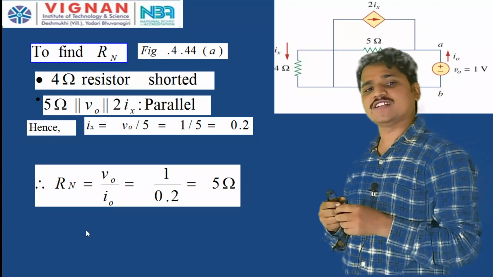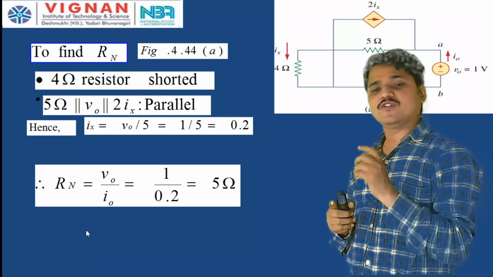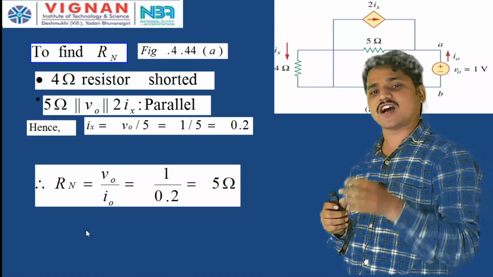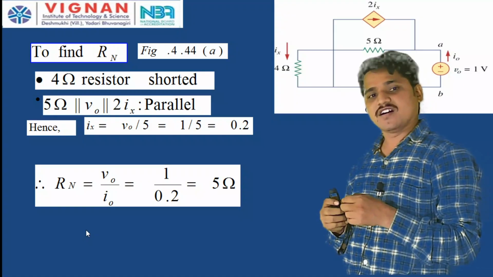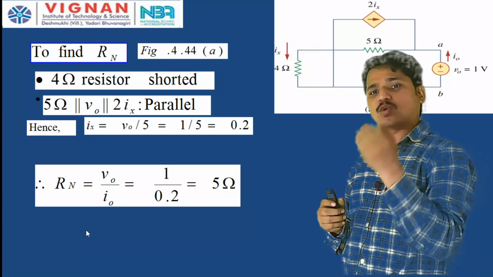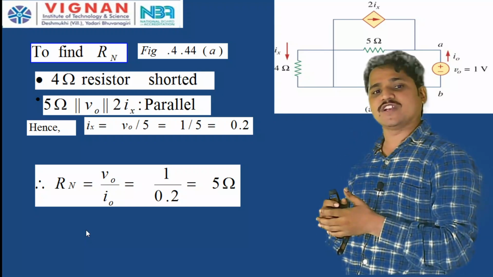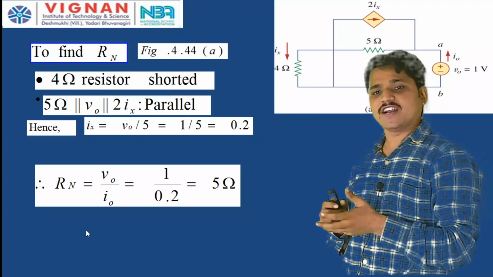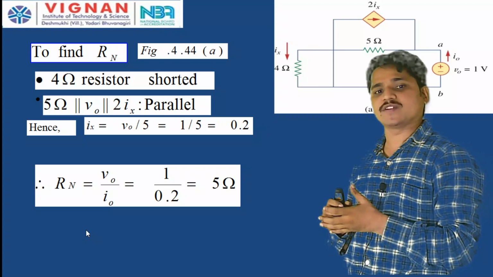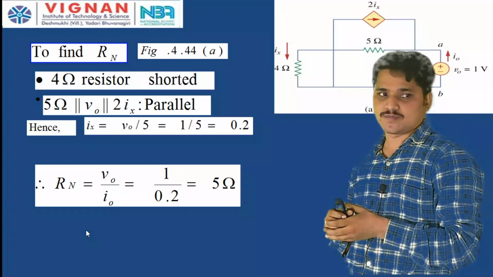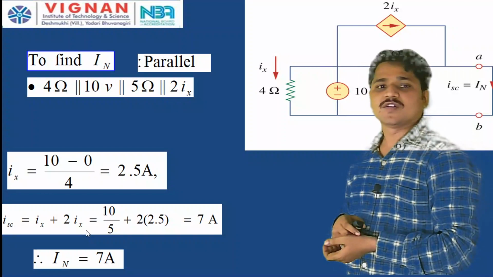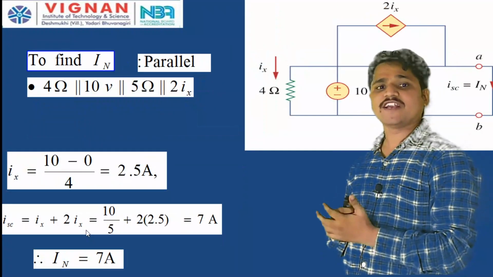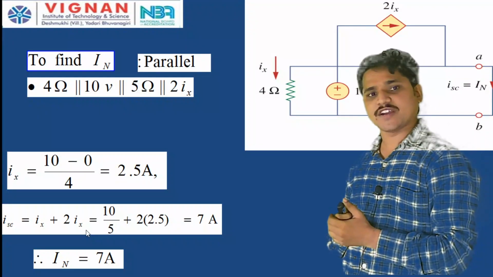Therefore, from this, what is R N? When we apply the 1 volt voltage source, the equivalent resistance R N is equal to V naught, that is 1 volt, divided by the current I naught. So, V naught is 1, as we applied 1 volt, and I naught is 0.2 amperes. So, 1 by 0.2 is 5 ohms. That means R Norton is 5 ohms.